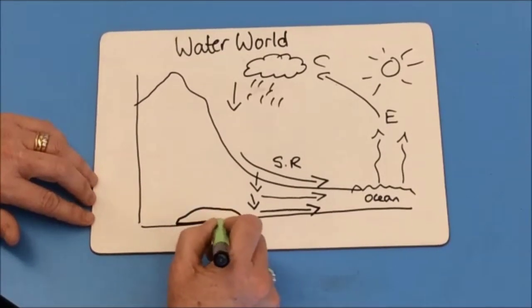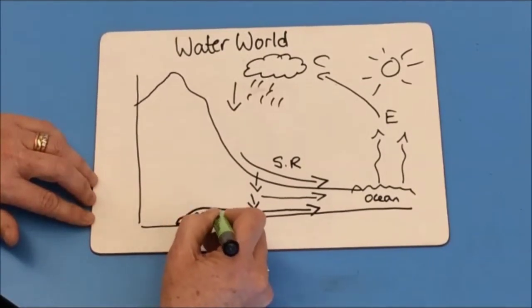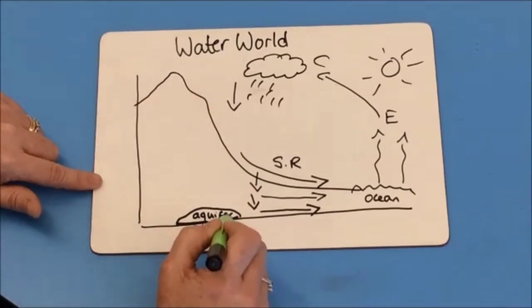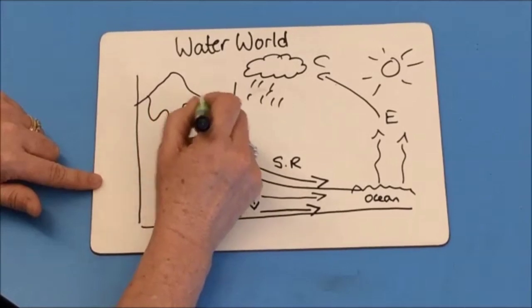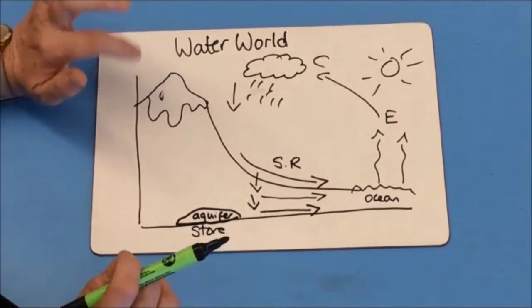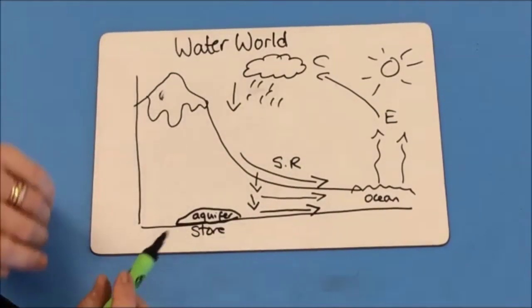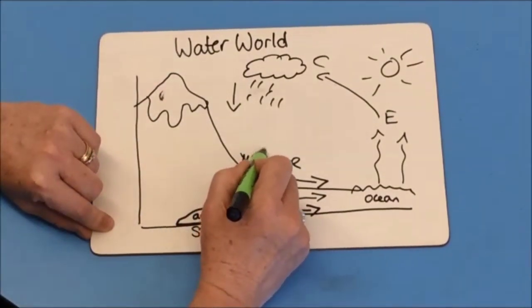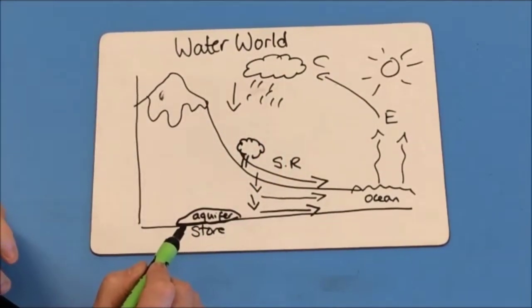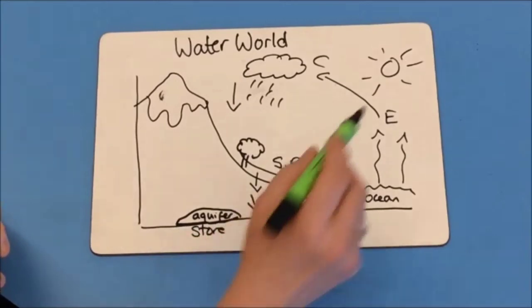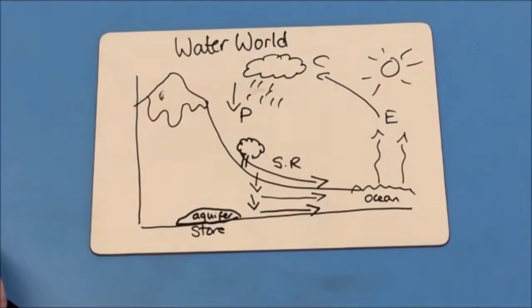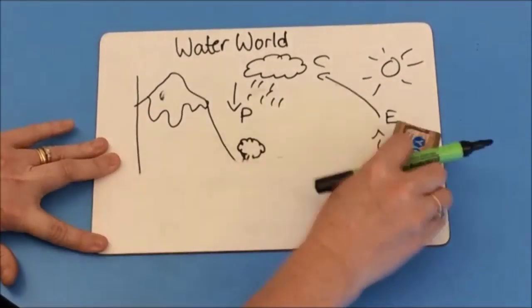Some water may sit around here for a bit in an aquifer, well, not for a bit, for a very long time. So that is a store, a groundwater store. You could also have a store in the form of ice caps or glaciers or snow, and then you have your trees, which we've already looked at in Battle for the Biosphere, who play a very, very important role in the water cycle. So evaporation, condensation, precipitation, surface runoff. Make sure you know that basic process.